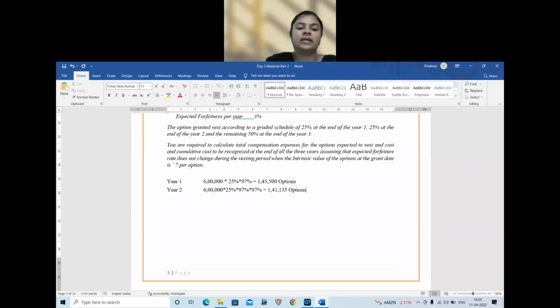Okay. Year 3, 6 lakhs into 50%. Year 1, 3% is lost. Year 2 again 3% is lost. Year 3 again 3% is lost. 2,73,802 options.